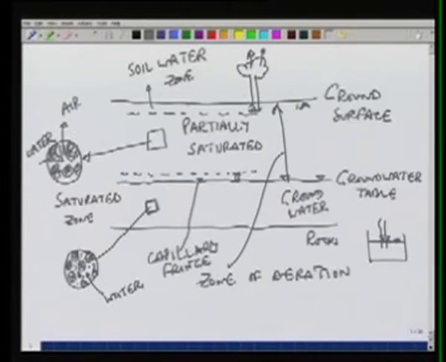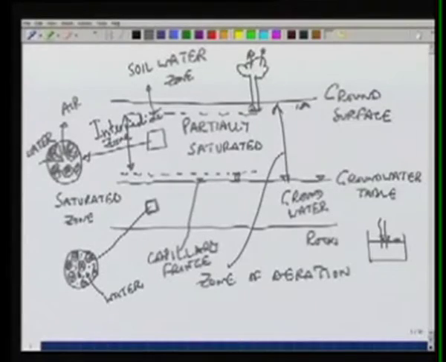If we look at the zone between the soil water zone and capillary fringe, we can call it an intermediate zone. So this is how water is distributed below the ground. We have soil water or soil moisture, then we have intermediate zone, below that we have the capillary fringe, and below that we have the saturated zone, in which we are interested because this is the zone which will store and contribute to the water when we want to use it.